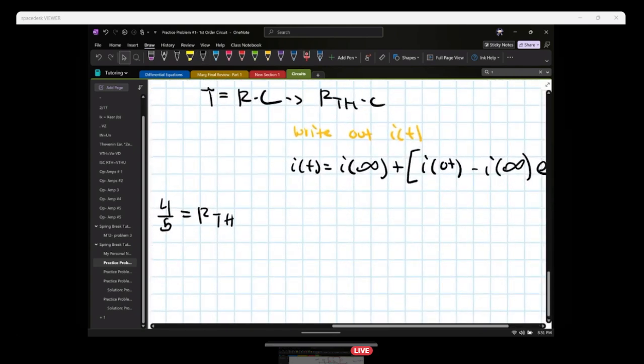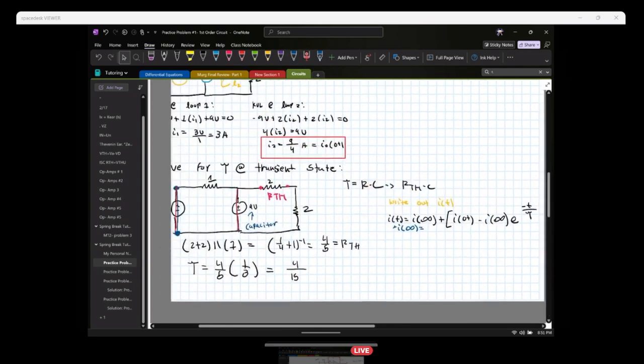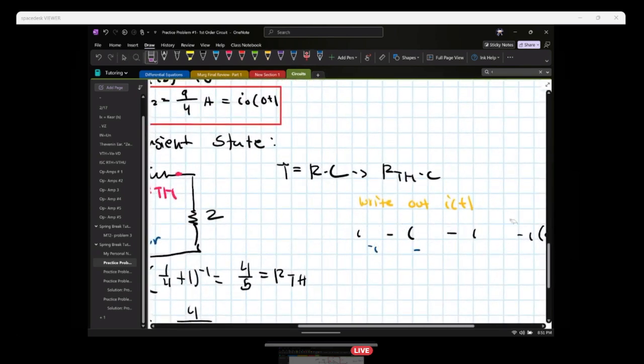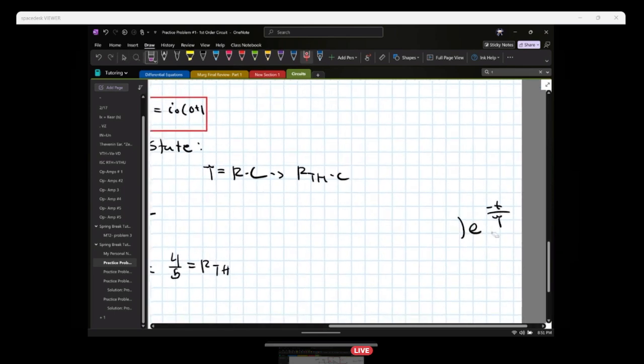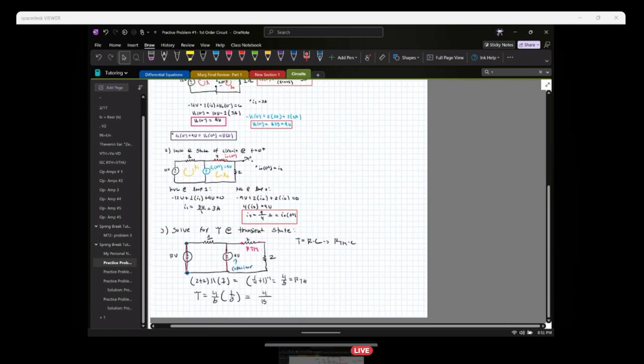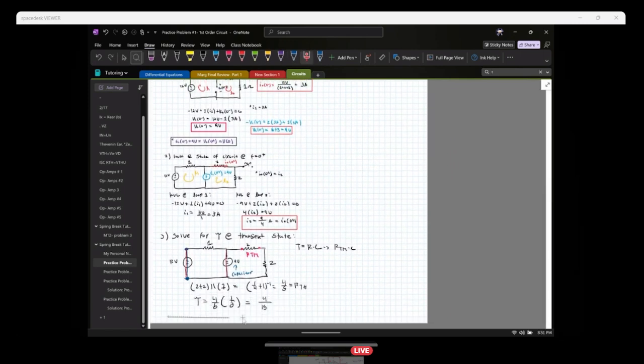So we know everything. So we know that I of infinity is equal to... Oh, we didn't do I of infinity. We still have to do that. Can't write that yet. My bad.